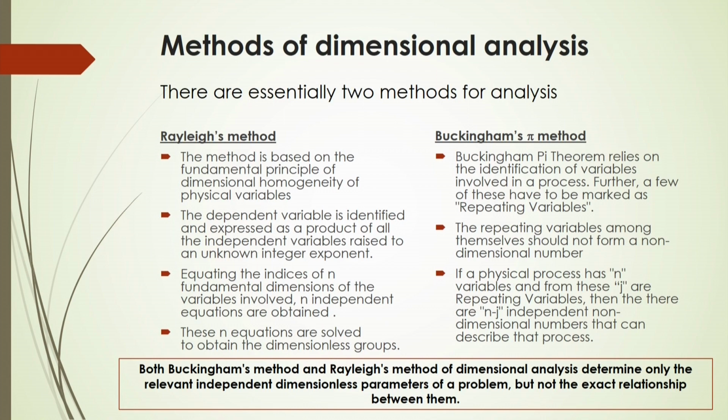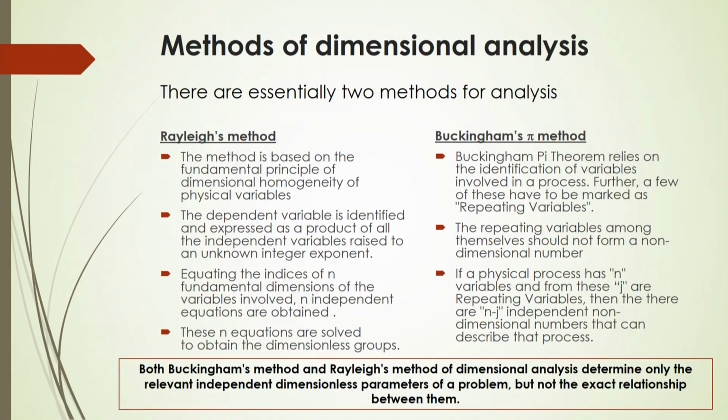Now, before going to the dimensional analysis, we have to know some basic methods that are available to analyze dimensions. There are essentially two methods we will discuss here: one is Rayleigh's method, another is Buckingham's pi method. What is Rayleigh's method? The method is based on the fundamental principle of dimensional homogeneity of physical properties. In this case, for the analysis you identify a dependent variable and express it as a product of all the independent variables raised to an unknown integer exponent.